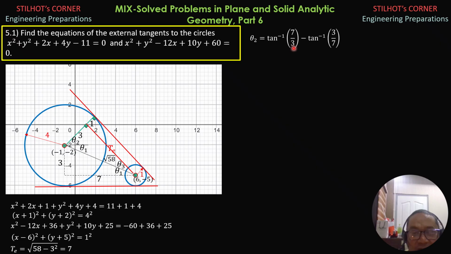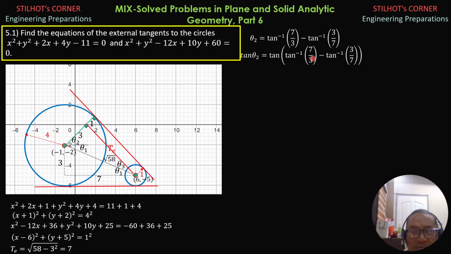So tangent of, let us say, alpha minus beta is tangent of alpha minus tangent of beta all over 1 plus tangent alpha tangent beta. That's the expansion, that's the formula. So tangent theta 2 is tangent of quantity inverse tangent of 7 over 3 minus inverse tangent of 3 over 7, all over 1 plus tangent of inverse tangent of 7 over 3 times tangent of inverse tangent of 3 over 7. That's the expression.